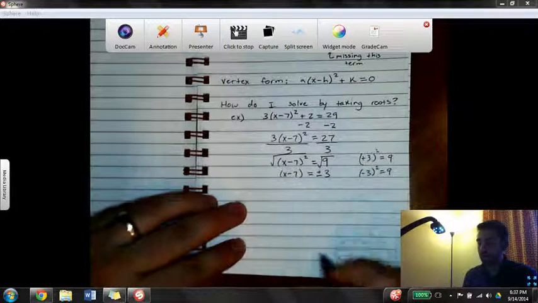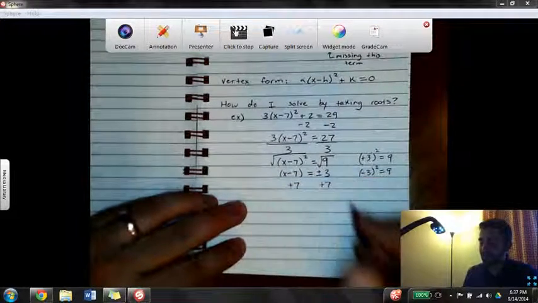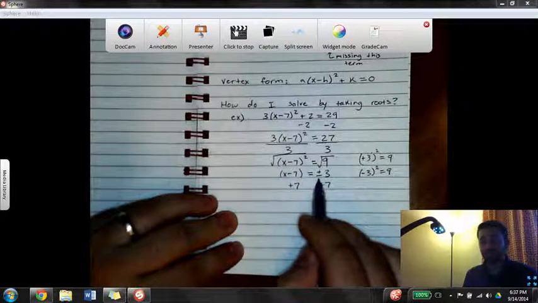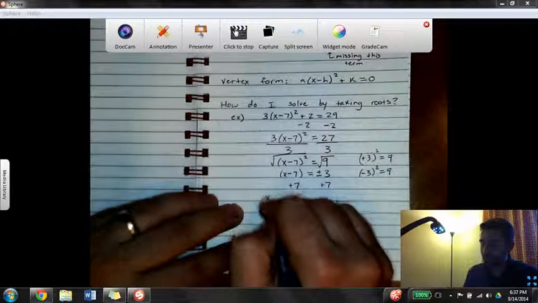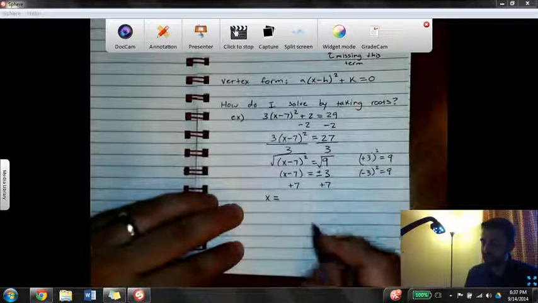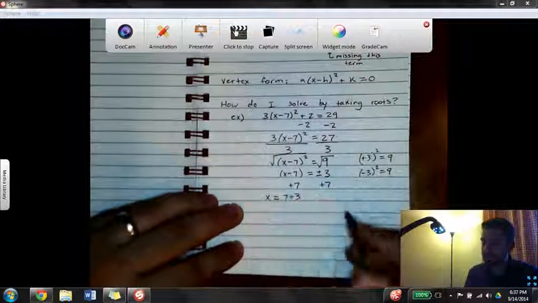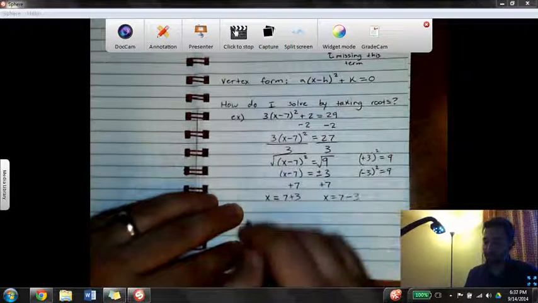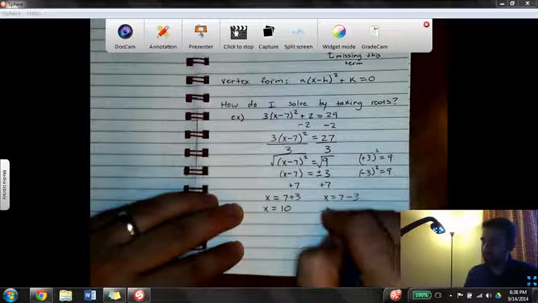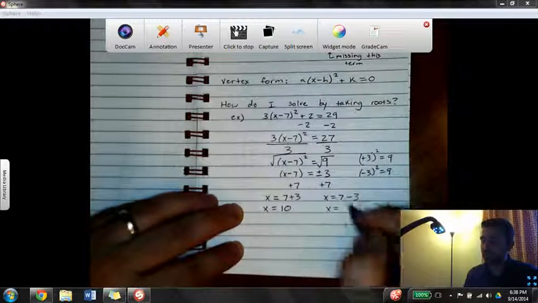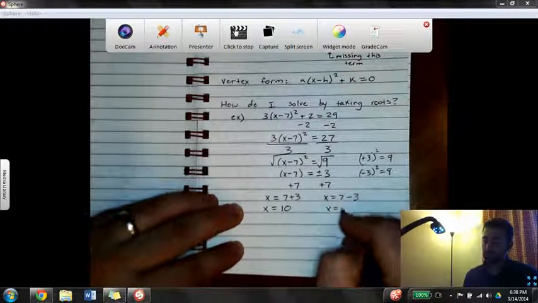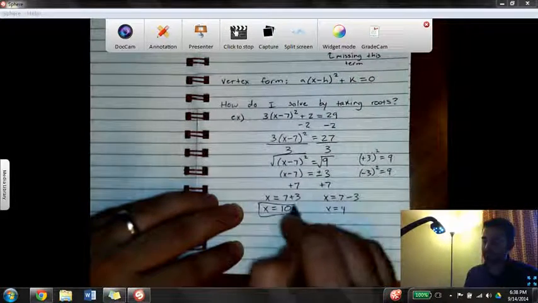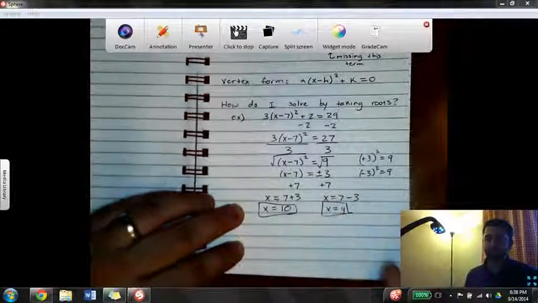And then solving from here, we add 7 to both sides. But because we have a plus minus 3, we have x is equal to 7 plus 3, and x is equal to 7 minus 3. And so then we have two solutions to our equation, x equals 10, and x equals 4.